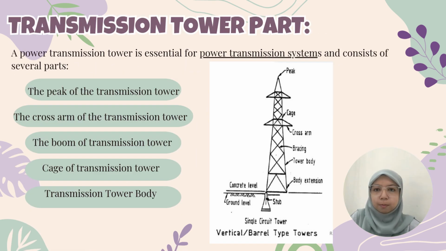Next, transmission tower parts. The power transmission tower is essential for the power transmission system and consists of several parts. First, the peak of the transmission tower. Second, the cross arm of the transmission tower. Third, the boom of the transmission tower. Fourth, the cage of the transmission tower, and the last one, the transmission tower body.